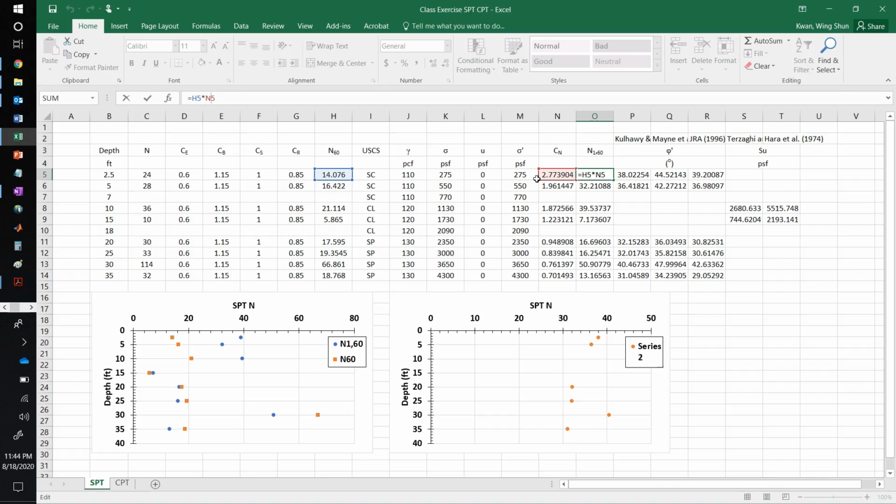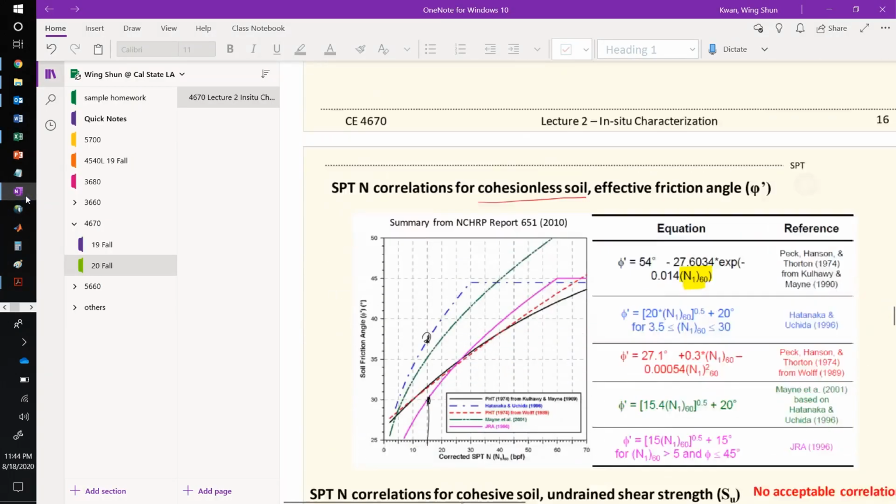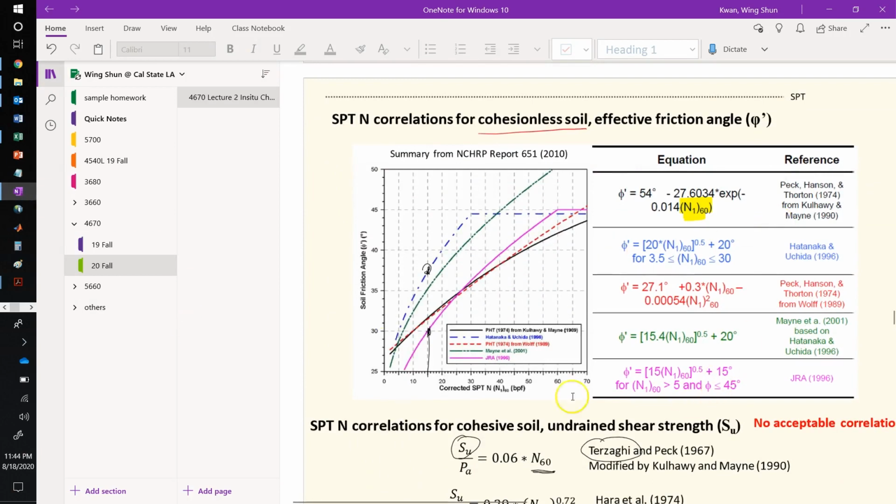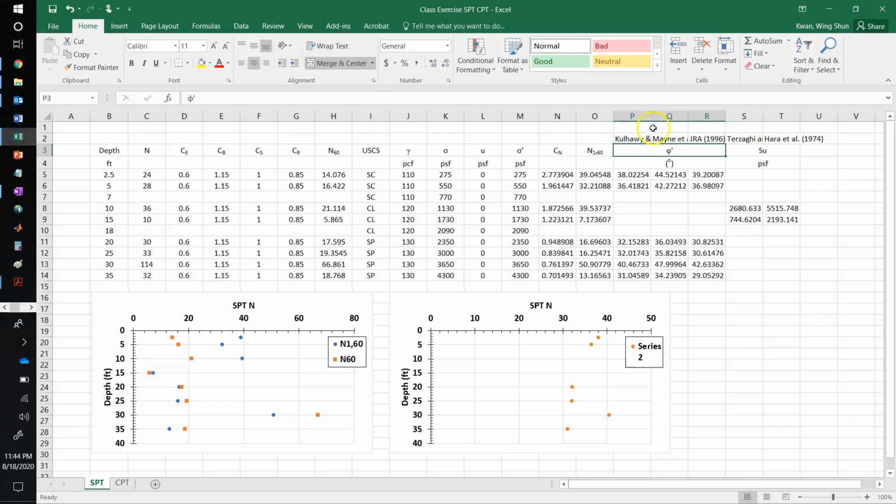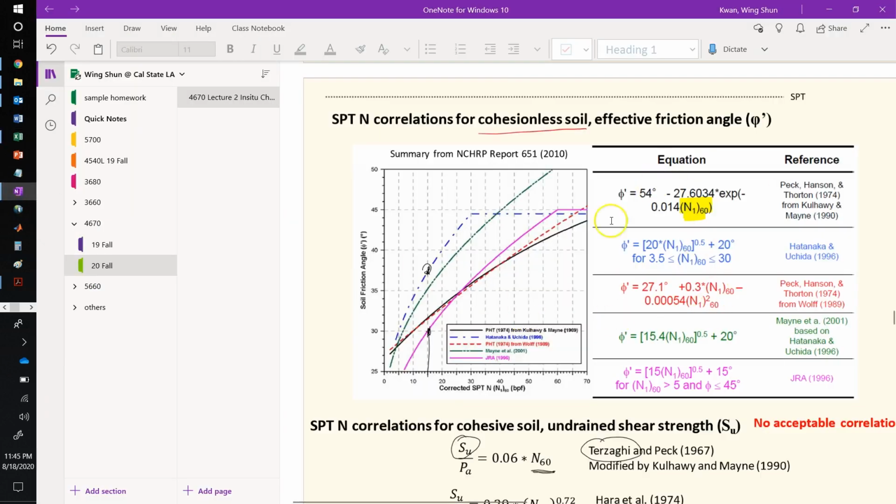After we know the N160, we can calculate the friction angle with the correlation equations described in this table. I tried to use Kulhawy and Mayne, Mayne and Lo 2001, and also the JRA correlation. So I tried the three, and you see some variations right there. All these equations are pretty much described in this table.